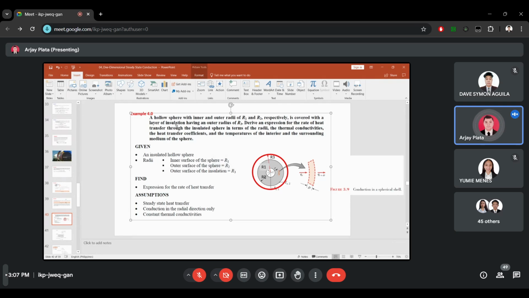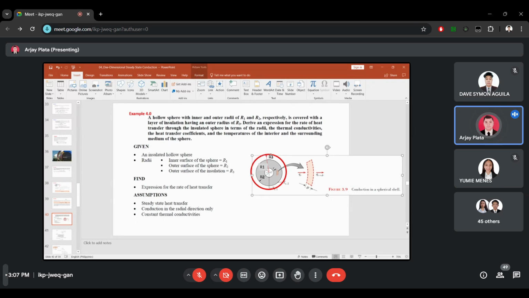So here, a hollow sphere is, as you can see, I've already provided the figure for the hollow sphere. Inside the sphere, there is a fluid moving, a hot fluid. So it transfers its heat to the hollow sphere with material, let's say metal. And then there is also another layer of insulation outside the sphere. So that's why we have R3, which is the radius of insulation. R1 is the inside radius of the sphere, and R2 is the outside radius of the sphere.